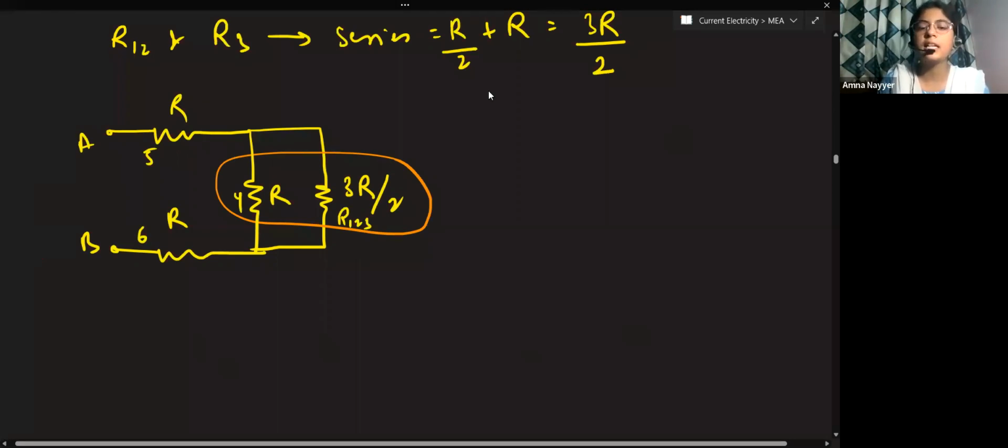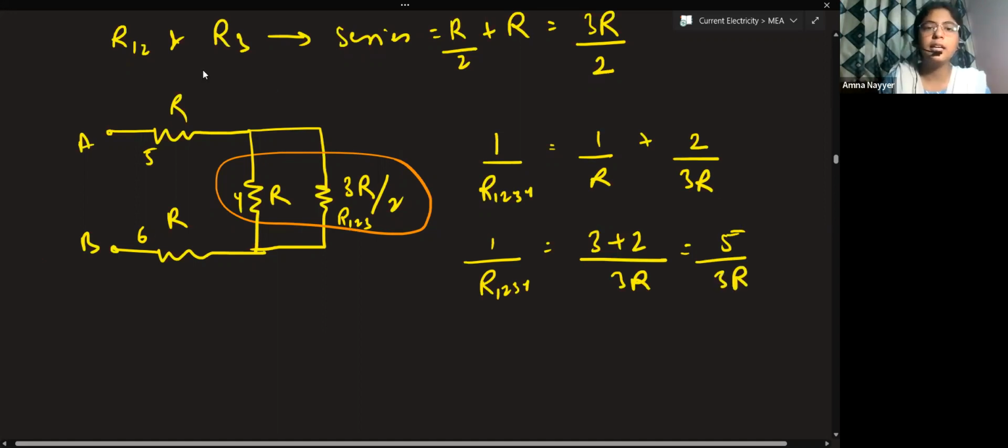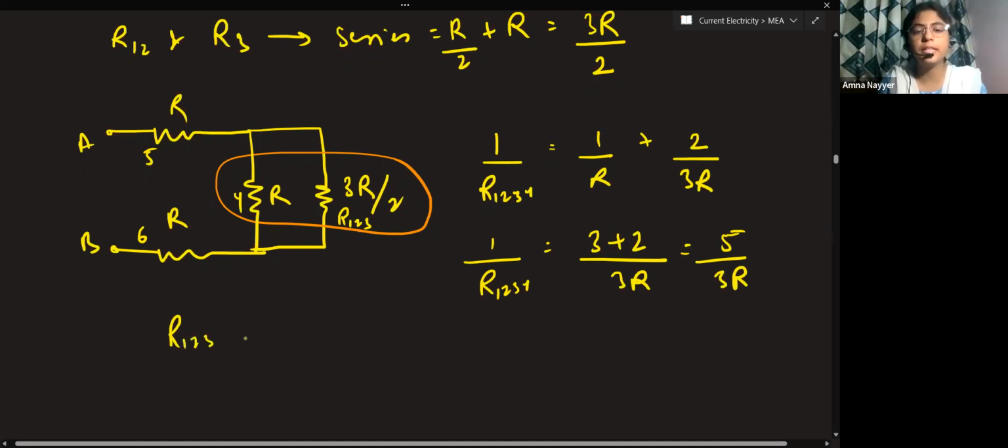So if these are connected in parallel, just simply take the reciprocal of it. R1, 2, 3, 4 will be what? 1 by R plus 2 by 3R. So this becomes 3 plus 2 divided by 3R, that is 5 by 3R. So R1, 2, 3, 4 becomes, how much we have? 3R by 5.